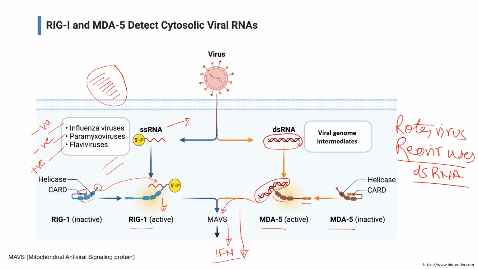So these are actually two sensors which look like RIG-like receptor sensors: RIG-I and MDA5. These are the two very specific sensors which can detect viral RNA which is non-self in nature.